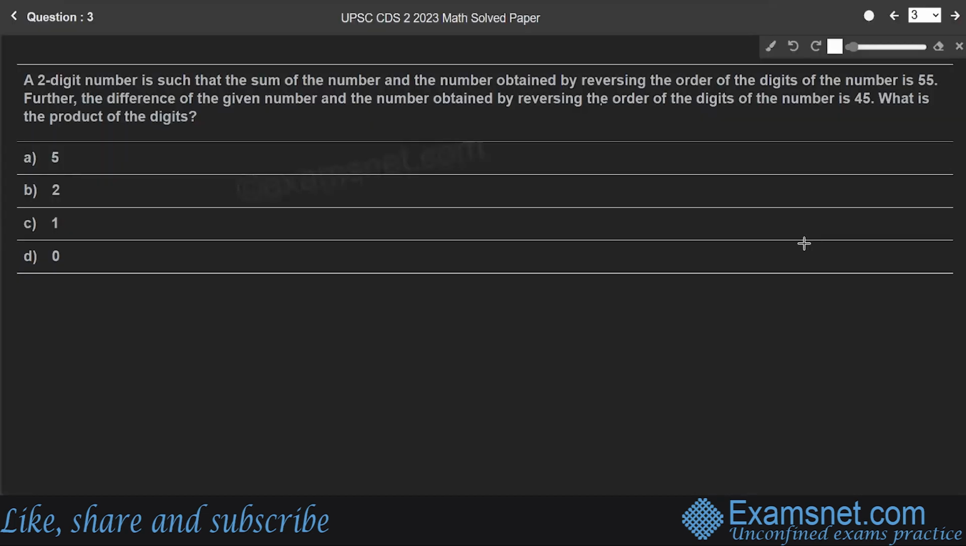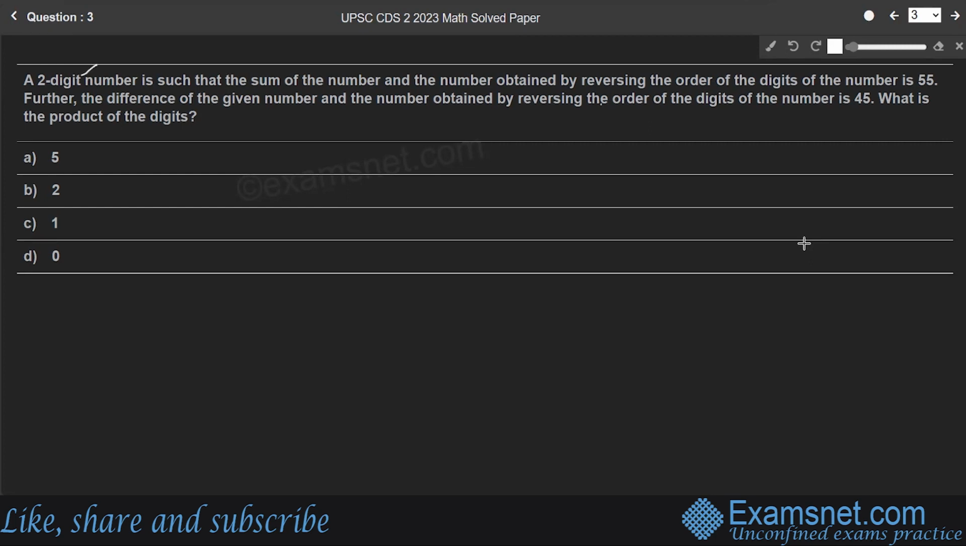Question 3. A two-digit number is such that the sum of the number and the number obtained by reversing the order of the digits of the number is 55. Further, the difference of the given number and the number obtained by reversing the order of the digits of the number is 45. What is the product of the digits?